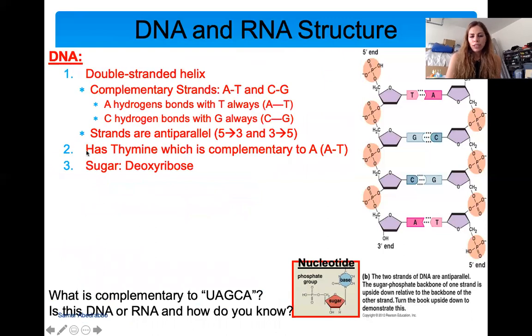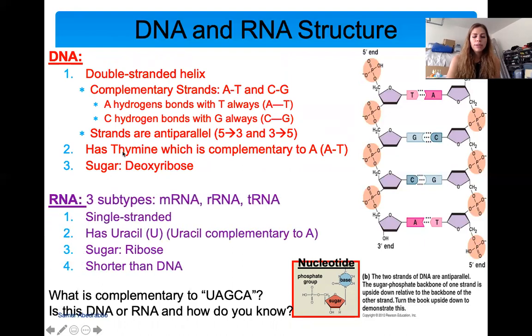Okay, DNA, just to summarize, it's double-stranded. It has complementary strands. So adenine always binds to thymine, cytosine always binds to guanine. So adenine is hydrogen bonded to thymine, and cytosine is bonded to guanine. The strands are anti-parallel. I will talk about what that is in a second, but so far I want you to know that. And then we know that DNA has thymine, which we do not see in RNA, and the sugar is deoxyribose. RNA, there's 3 different types of RNA.